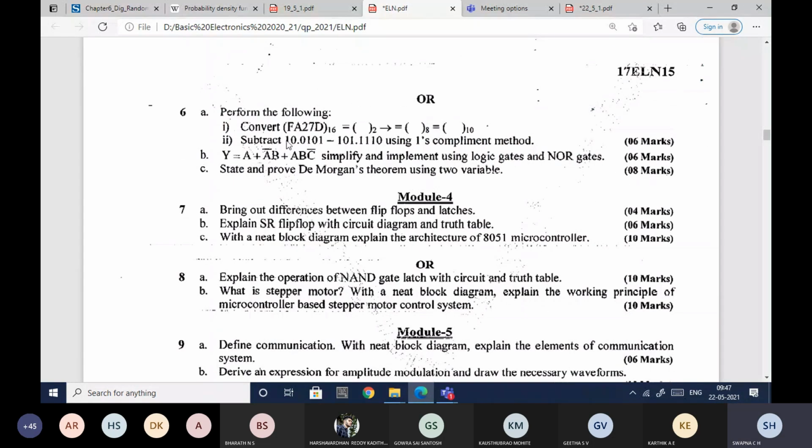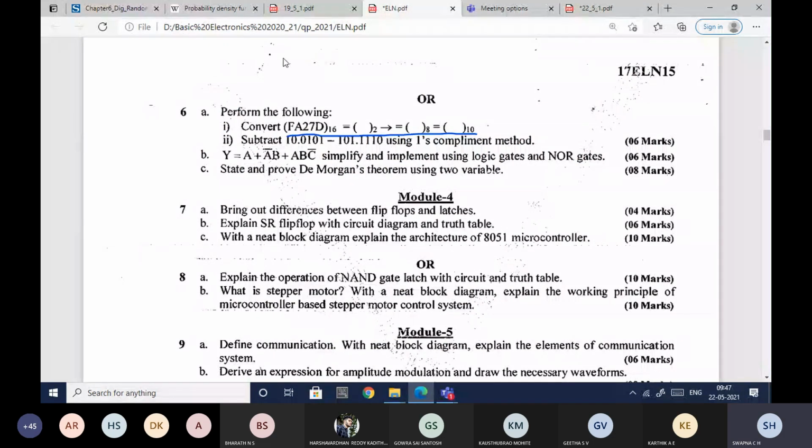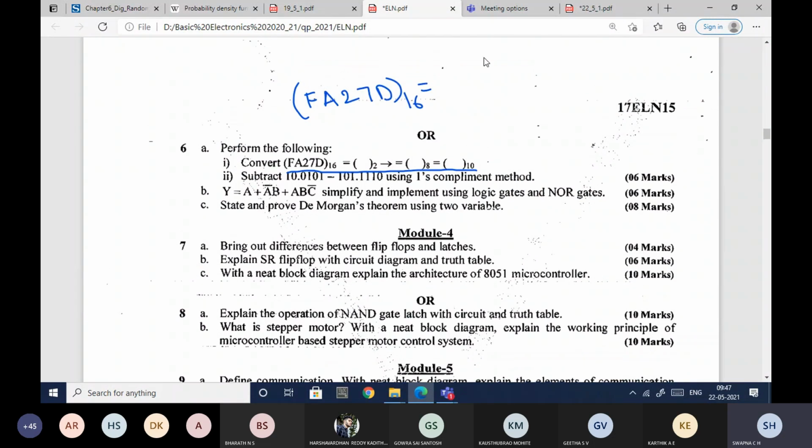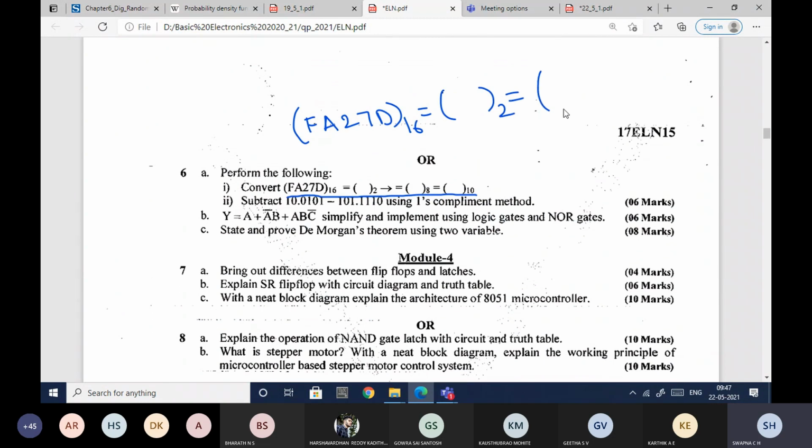Next, see this. This way they will give you. I'll rewrite the question. FA27D base 16. You need to convert it to base 2, base 8 also, base 10 also.